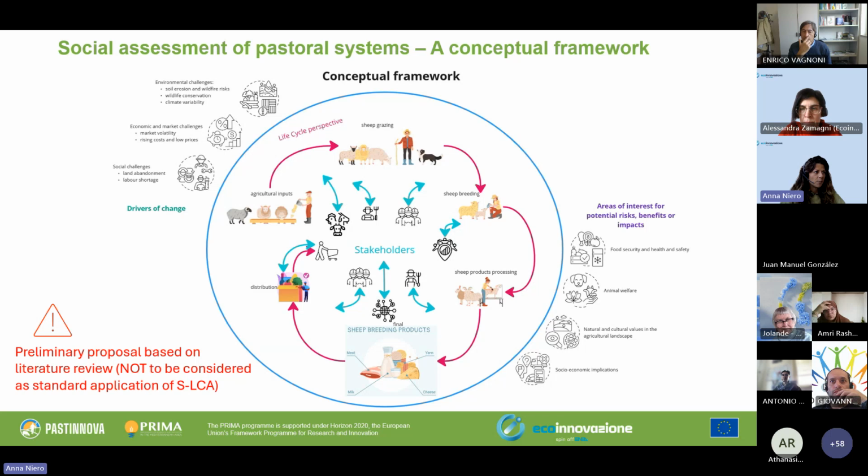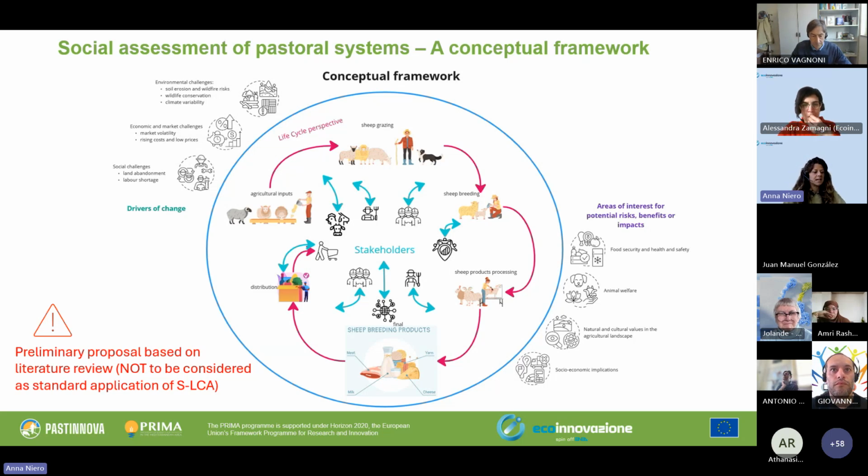And as you can see from this graphical scheme, there are many different types of stakeholders entering this kind of system and they have a dual role within the system, because they are not only potentially affected by the human activities involved, but can also influence the system with their power or influence or the activities they are carrying out. And around the life cycle and the system considered, we identified several social aspects that need to be taken into account when performing this kind of social assessment.